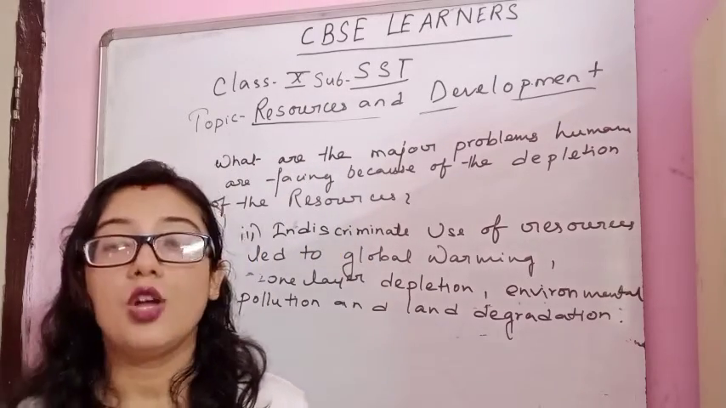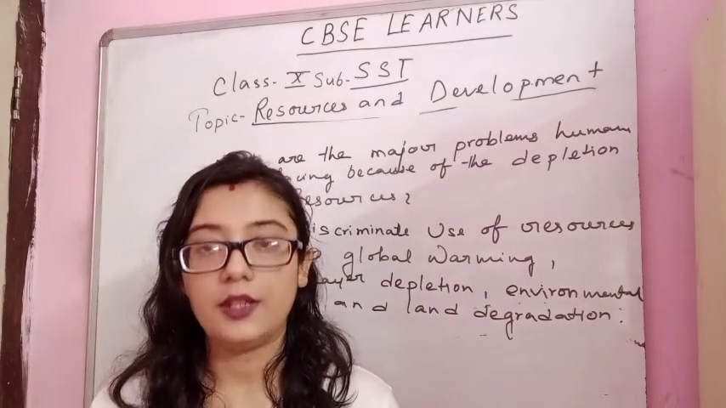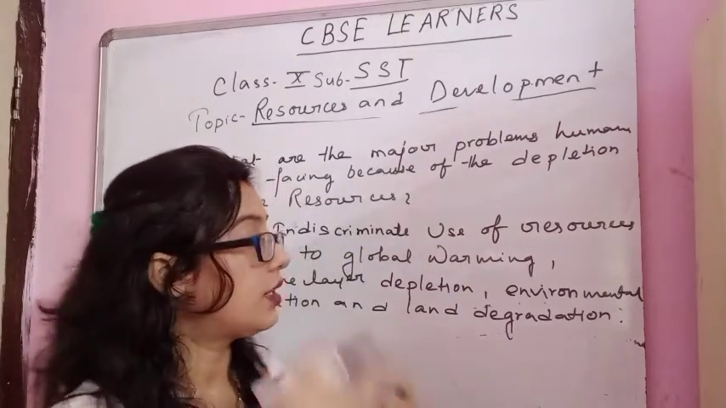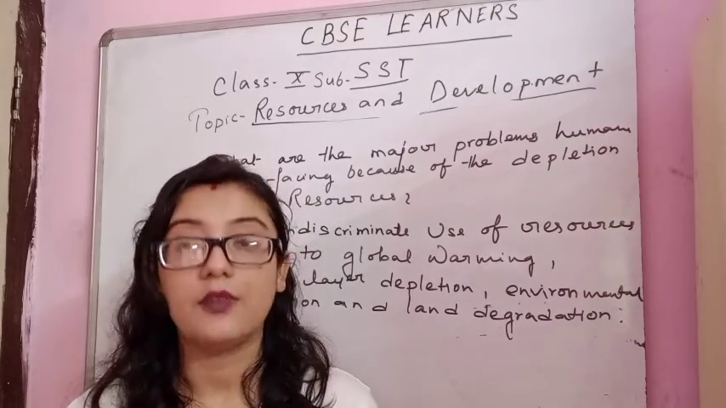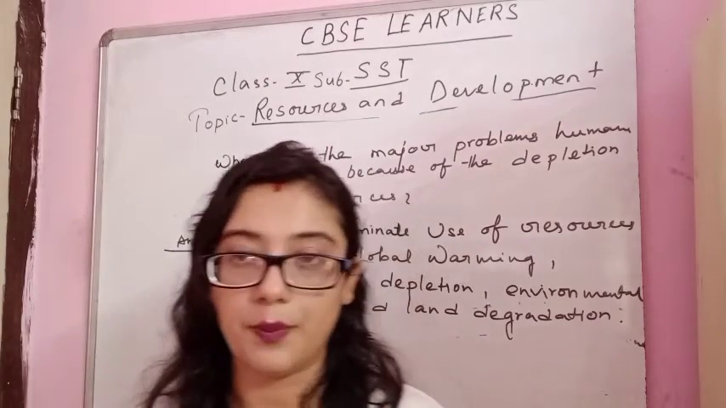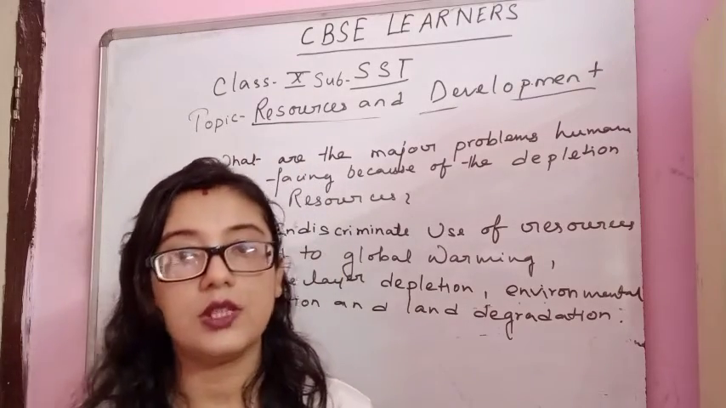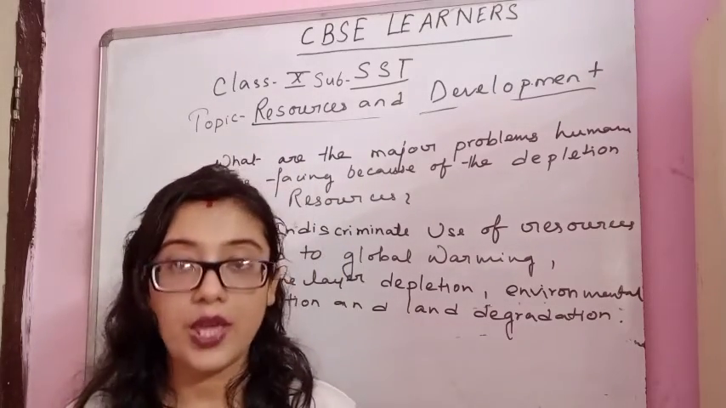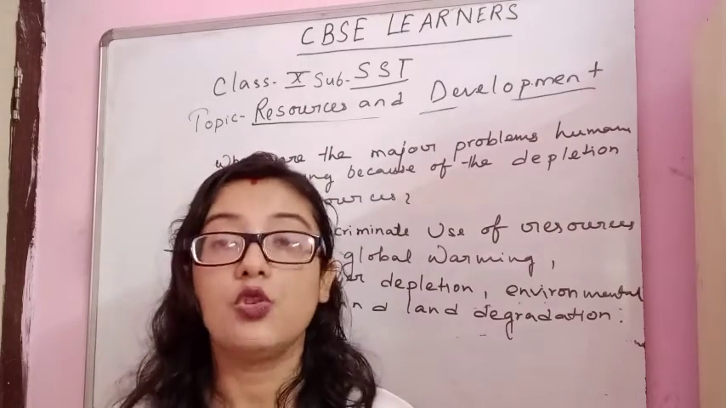Now, to combat all these problems, what can we do? There should be some way so that all the resources are conserved, isn't it? So it is called sustainable development. We have to use the method of sustainable development, which is actually a process through which we can use the resources as well as replenish and renew them to maintain a balance.